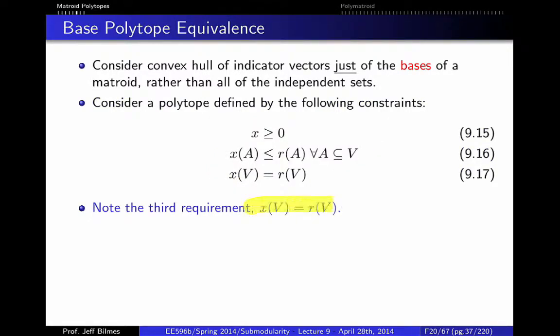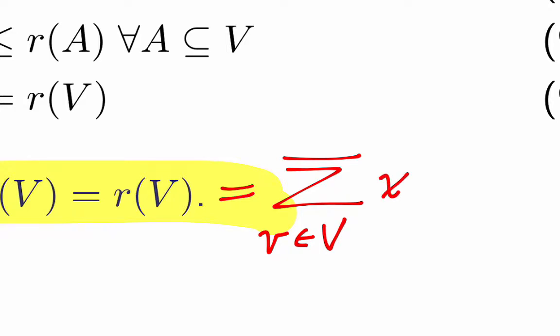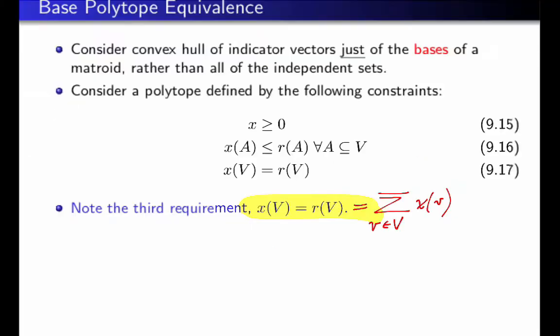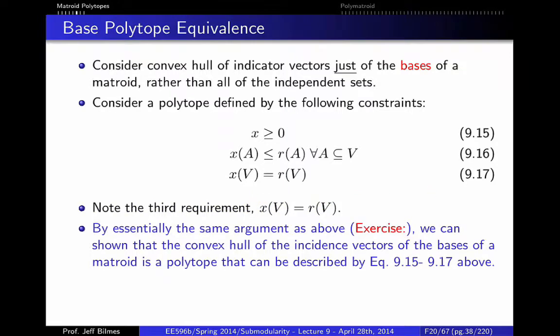So this requirement is different, right? It's the third requirement. It's basically saying that x of V, the sum over all elements in the vector. Remember, what does this equal? Just to make sure this is super clear, this really equals the sum for v in V of x of v. It's the component sum of the vector. It has to be that one value. So you're only considering that one hyperplane. That turns out to be the incidence vectors of the bases.